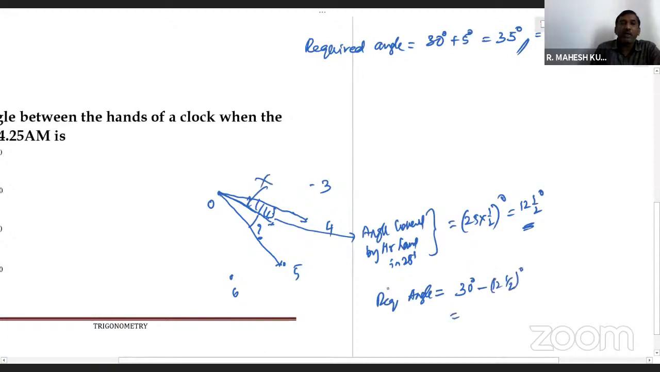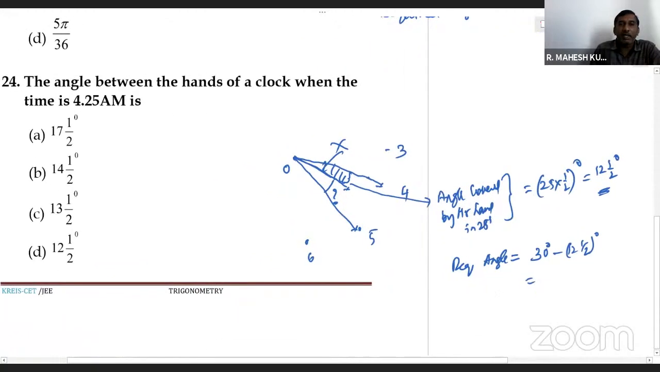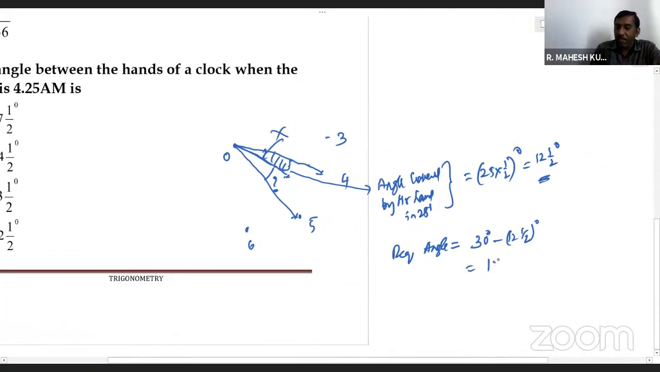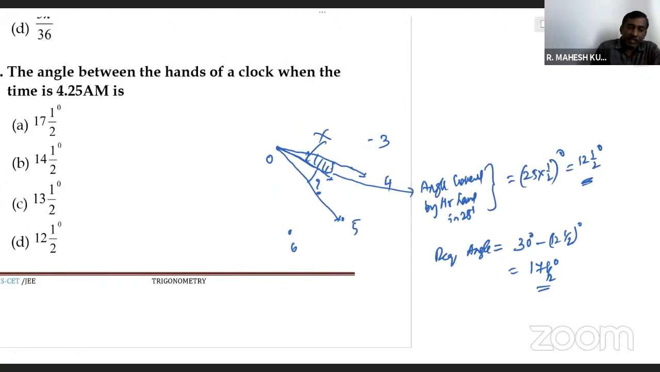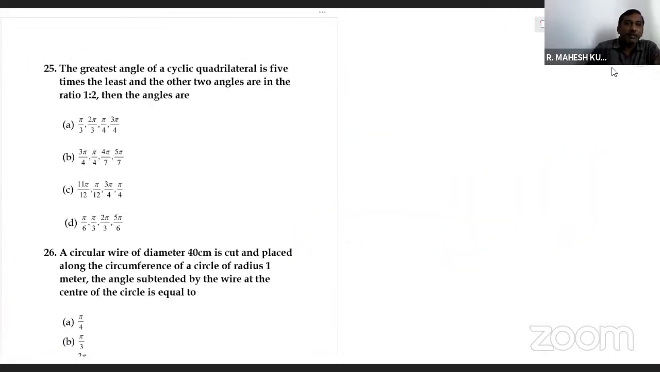30 degrees, you need to subtract 12 and a half degrees, right? So the remaining angle here is going to be 17 and a half degrees, right? That is going to be the right choice. So option A is going to be the correct answer for this question. Okay, we'll go to the next question.